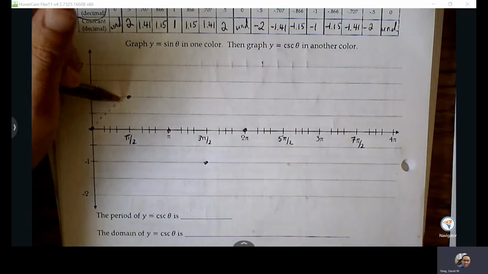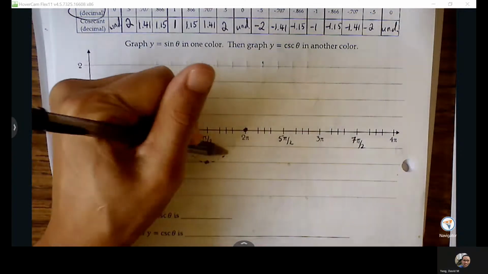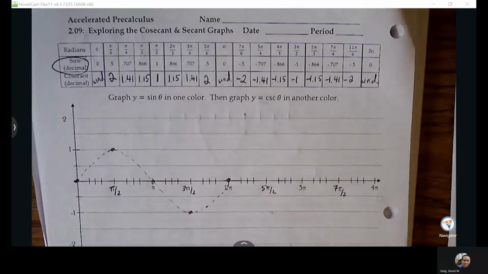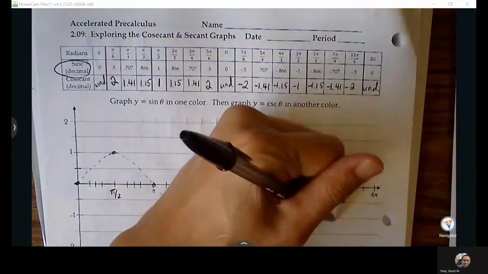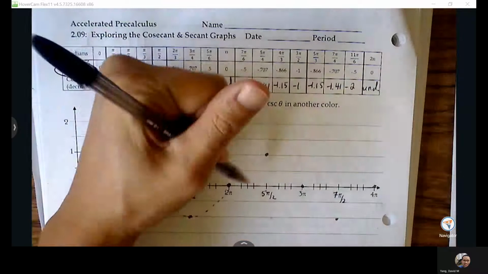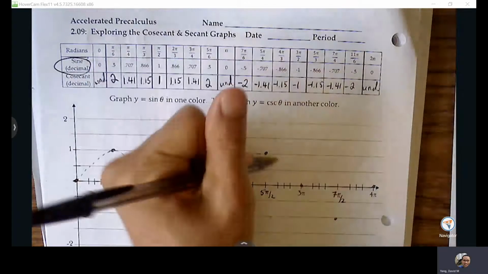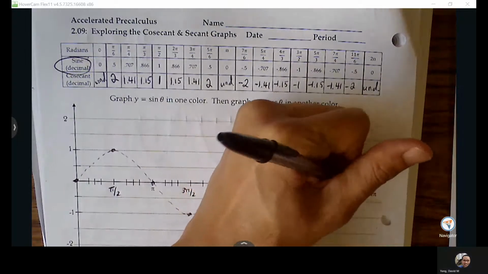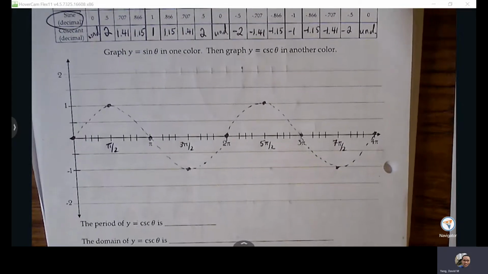So here's 1 full cycle. Repeat the cycle again. Again, the sine graph is not what we're really after, but it will give us a very good way of knowing where to put our cosecant graph.